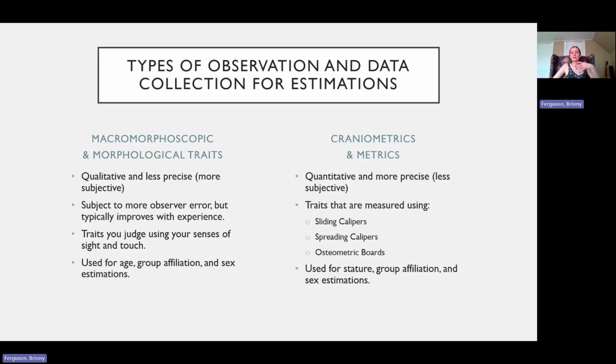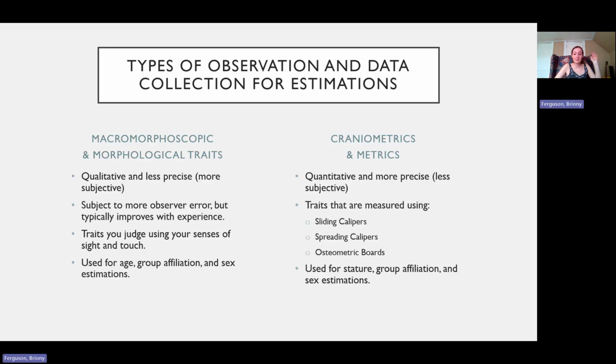So these morphological traits are going to be traits that you can judge using your senses of sight and touch. Again, this is very difficult for you guys because you just can't do that. Now, this is going to be used for things like age, group affiliation, and sex estimations. It cannot be used for stature. I get a couple students every single semester swearing that it can, especially by the time we get to the quiz. It cannot. It cannot.